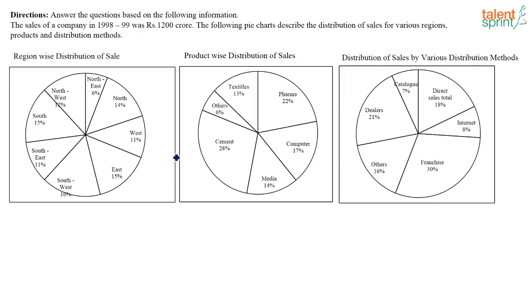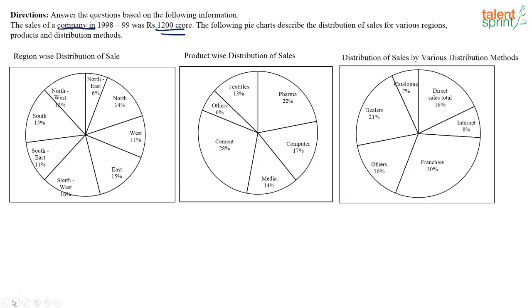See, remember here all the information is given about a company. Now there is a company like, let's say, Procter and Gamble or whatever. In that company, this is the region wise distribution of sale, this is the product wise distribution of sale, this is the distribution of sales by various methods. You have to be clear about that. All this information is about one company, and the total sales of that company is 1200 crore.